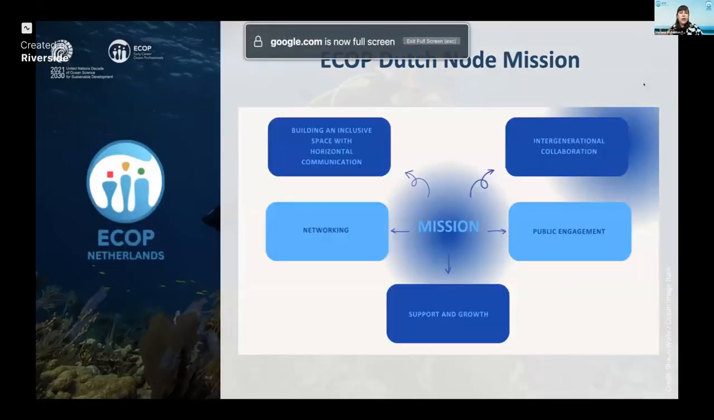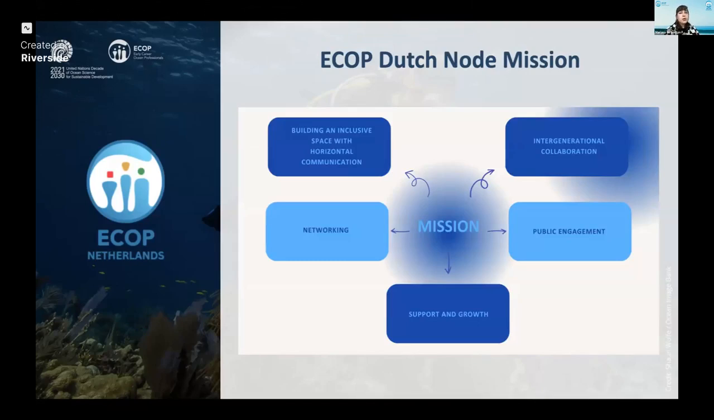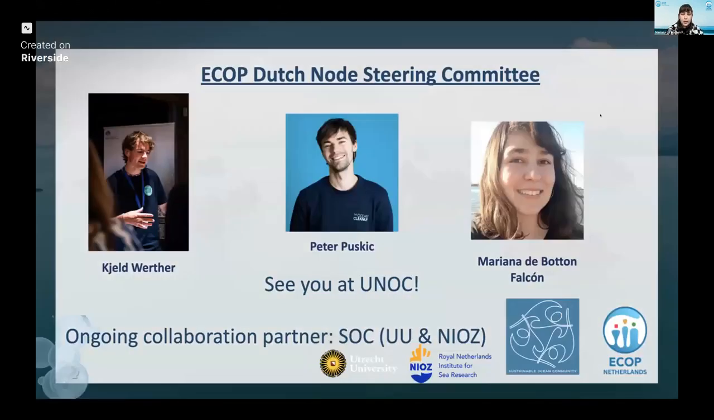Then for our mission, we really want to build an inclusive space with horizontal communication, so everyone's voice matters. We care a lot about what members have to say and how we can all collaborate and make a community together. We care about creating networking spaces for our members, also some public engagement so more people can know about the node, as well as really bridging that gap between intergenerational collaborations, as well as trying to support and grow our members and the ECOP Dutch node overall.